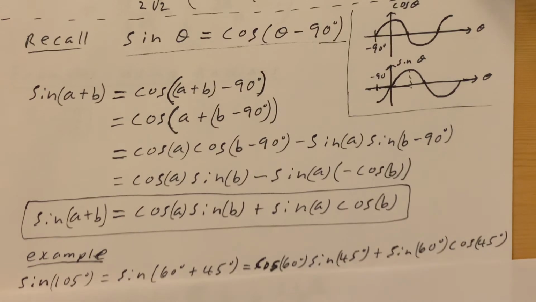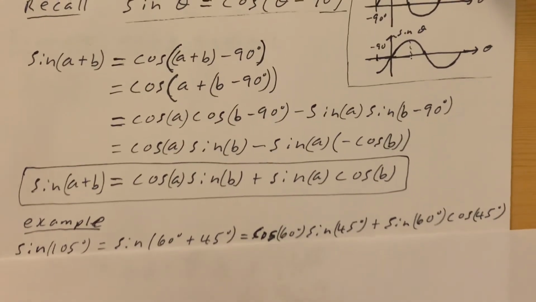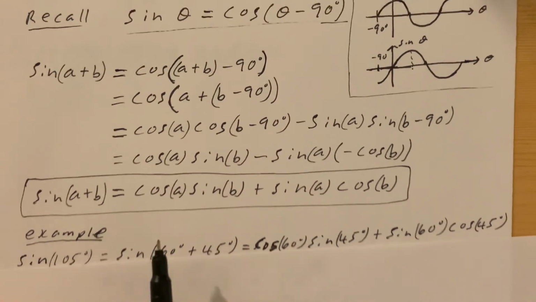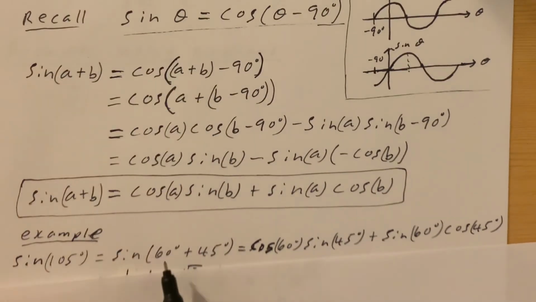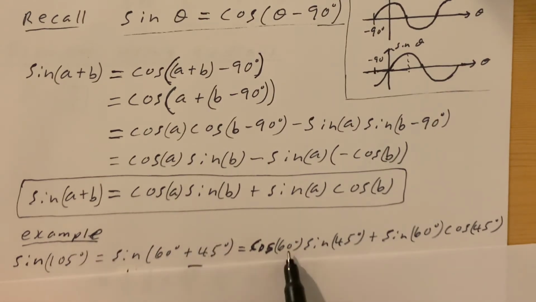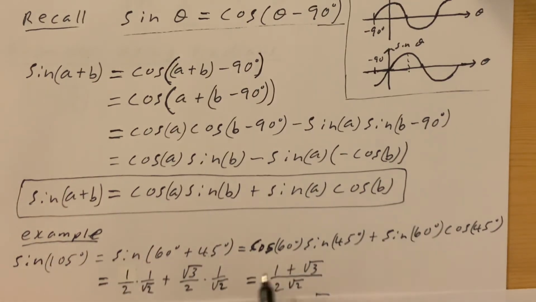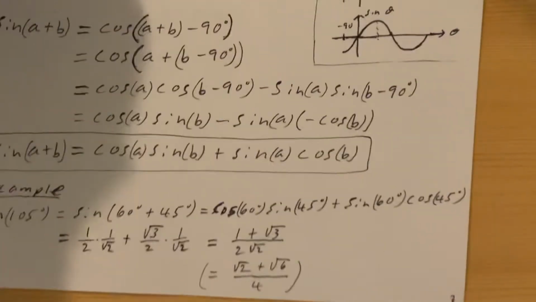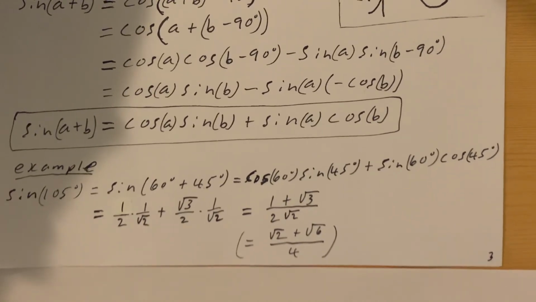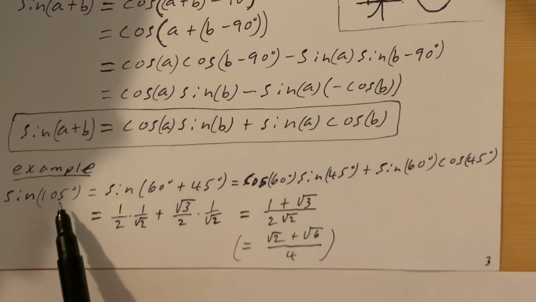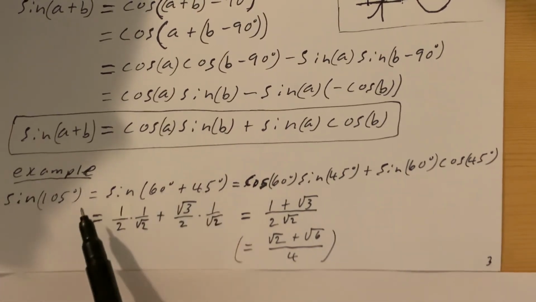And now we've got an example to do: sine of 105 degrees. Well, 105 can be broken up into 60 and 45, two of our special angles. Now we can just sub that into this formula: cos 60, sine 45, plus sine 60, cos 45. We fill in what they are because of special triangles, simplify it, and we've got an exact value for sine of 105 degrees. 105 was not one of our special angles, but it's two of the special angles put together.